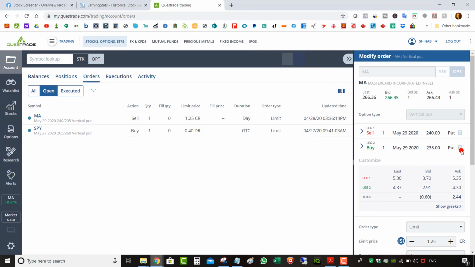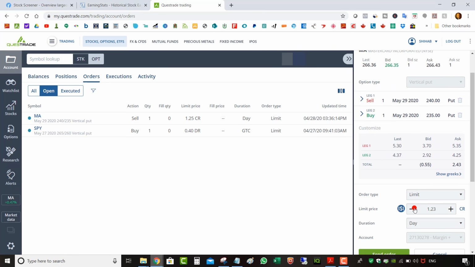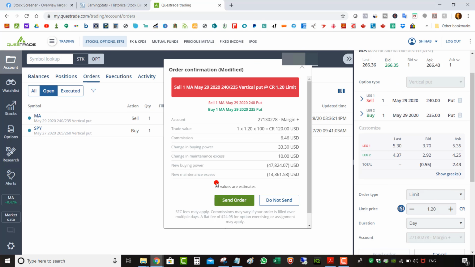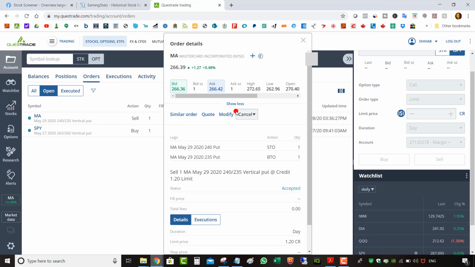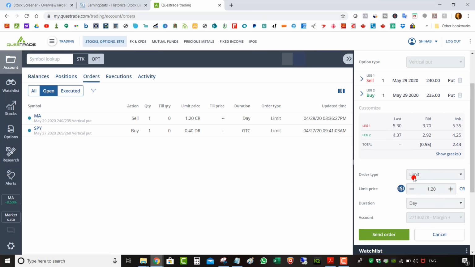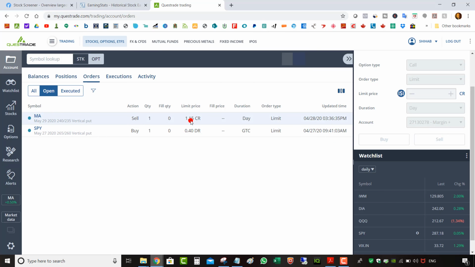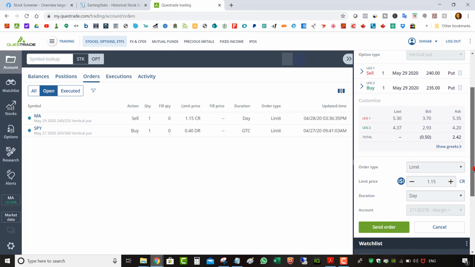If I go to open, it's still there. So I'm gonna reduce it by 5 cents. Send order. And I'm gonna go back again to it, modify, send order. Now the reason the bid and ask is so far apart is because there's not a lot of volume and liquidity in this weekly option. Remember, I don't want to go lower than 90 cents, otherwise this trade doesn't make sense. So I'm gonna go to $1.10.